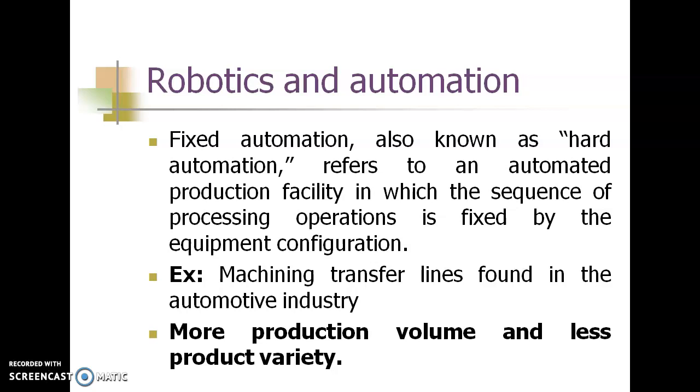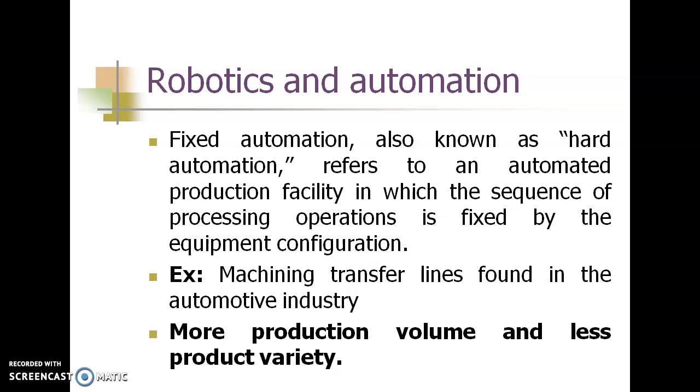In fixed automation, the production facility is one in which the sequence of processing operations is fixed by the equipment configuration. First machine, second machine, third machine, like that the raw material travels and comes out as a final product. The typical examples are machining transfer lines as well as assembly transfer lines found in the automotive industry. The advantage of fixed automation is that the production volume is high. Even in a single day, we can manufacture 1000 cars. That is the production volume we can get.